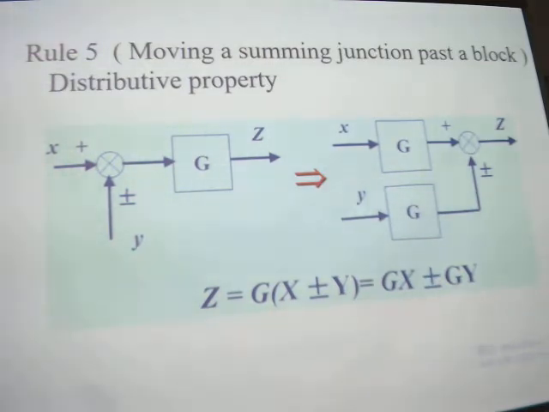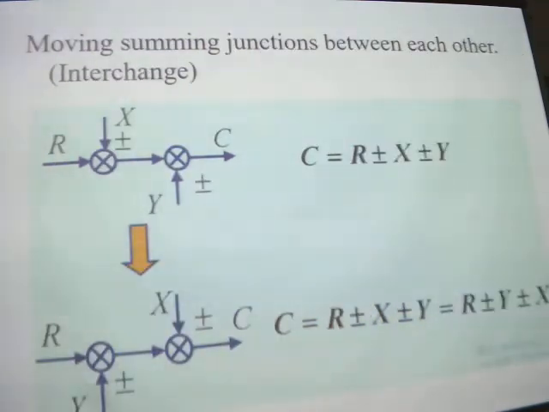Okay, continue. Any question? No. Let's go. Now these are two summing junctions. Change their position. Move the summing junctions between each other. You can see here, if they change these positions, it will also not change the output. We can remember. So this is moving summing junctions between each other. It also changes the two summing junctions' positions.